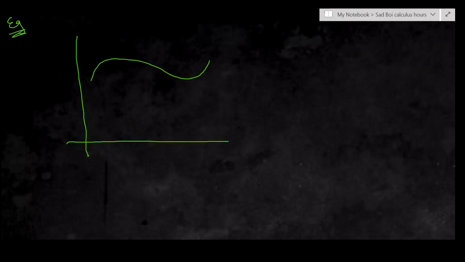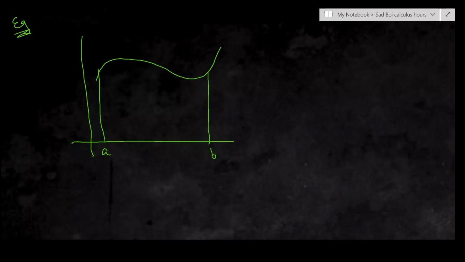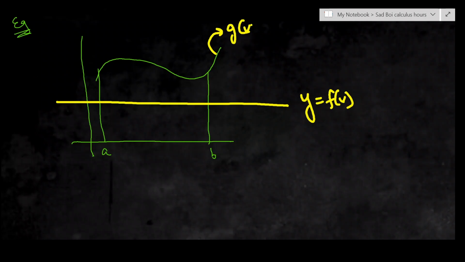Consider you have a curve like this. The area between this curve and the x-axis between a and b was revolved around the x-axis. Earlier on, we discussed the volume generated by that revolution. Now what we're going to discuss is something different. Now we have a line, that is y equals f of x. Let's call this function g of x.